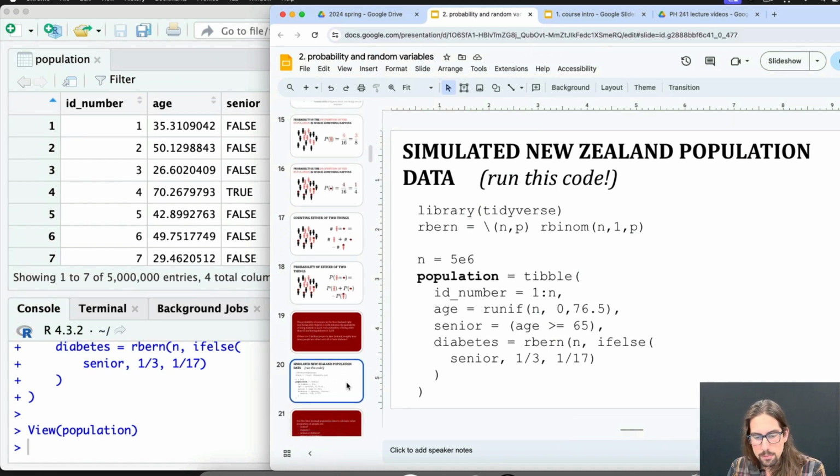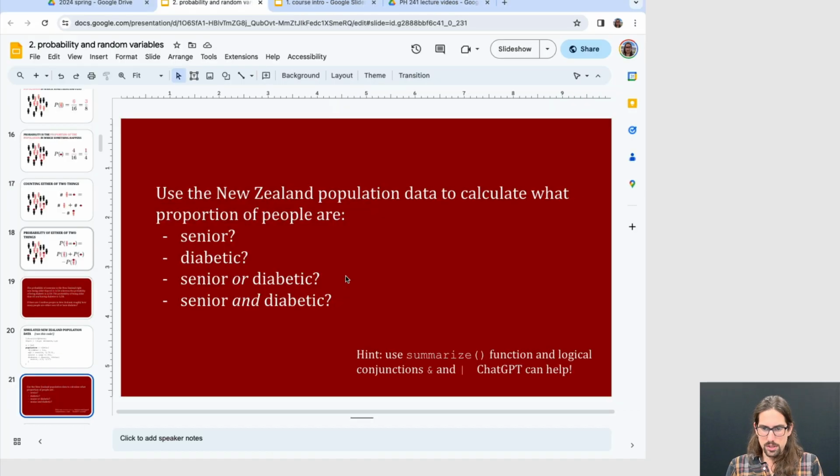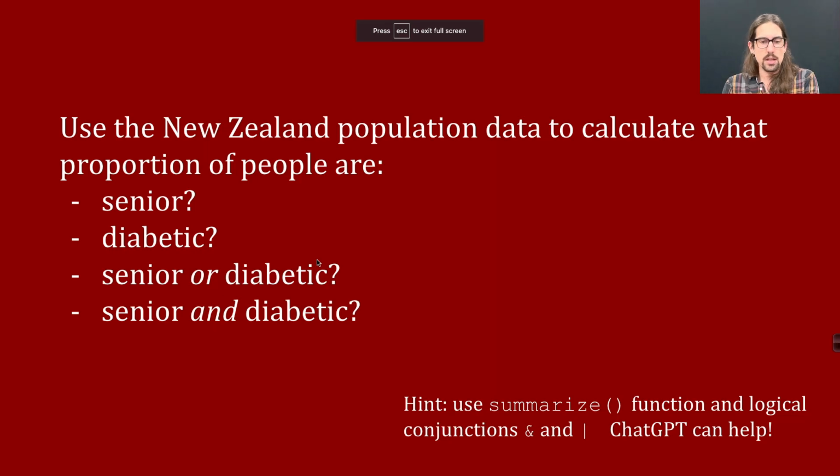So now that you have that, we can go here. And this question is just asking you to calculate a couple of proportions or probabilities from that population. So we want to know the probability of being senior, the probability of being diabetic, and the logical OR conjunction of those two. So go ahead and try that out for yourself.